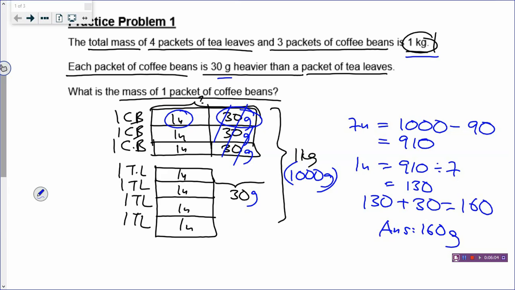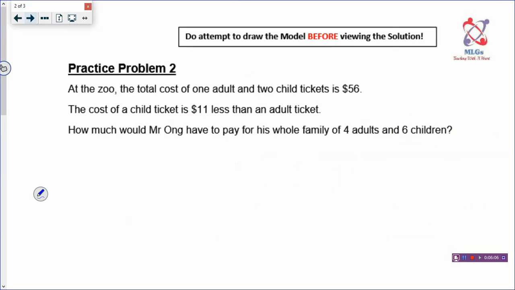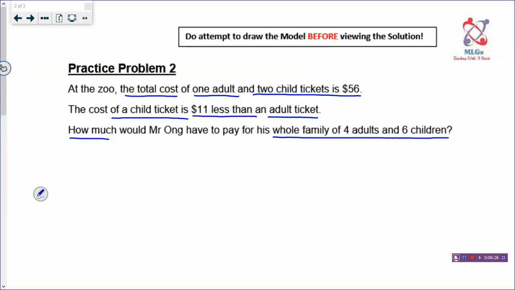Okay, now let's go to another example. At the zoo, the total cost of one adult and two children's tickets is $56. The cost of one child's ticket is $11 less than an adult's ticket. Immediately, I will think of a comparison model because of the 'less than'. So how much will Mr. Ong have to pay for his whole family of 4 adults and 6 children?